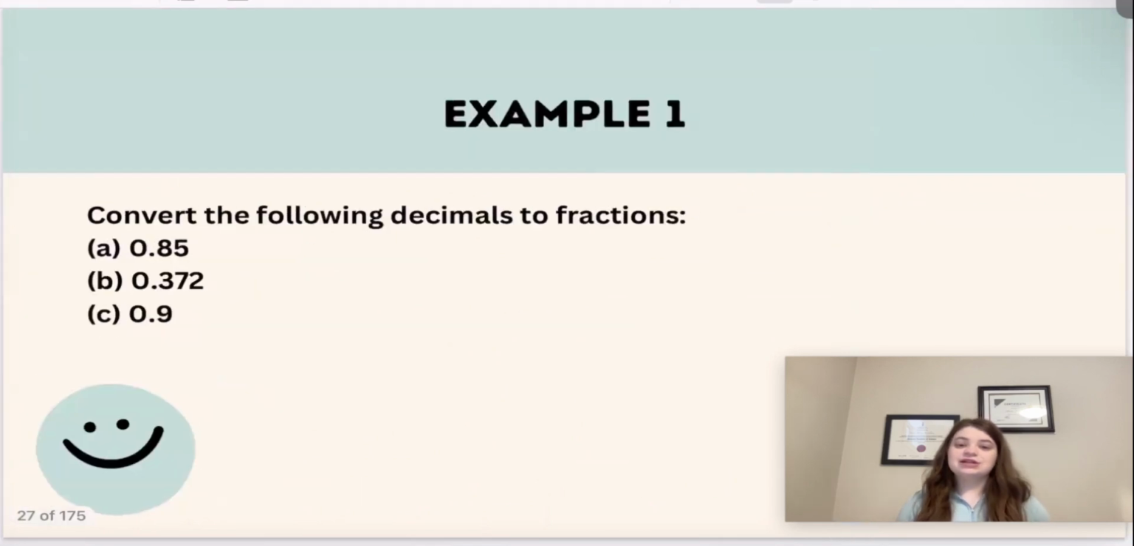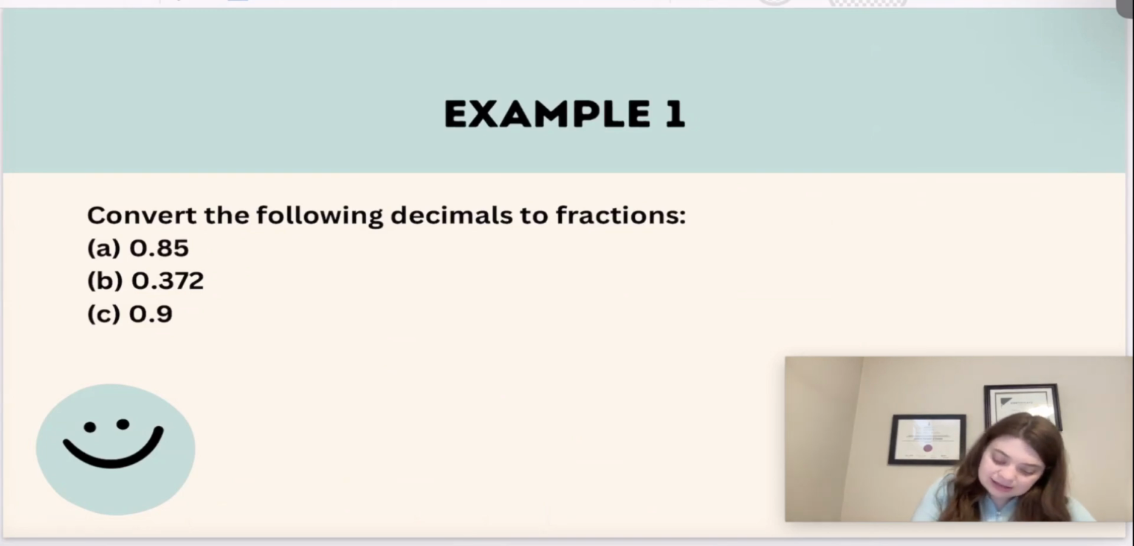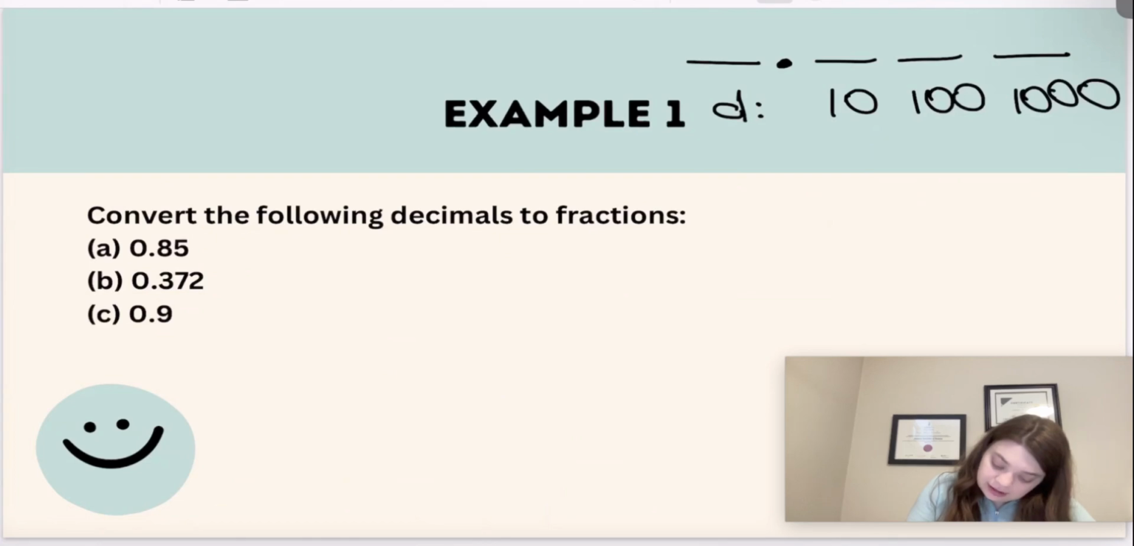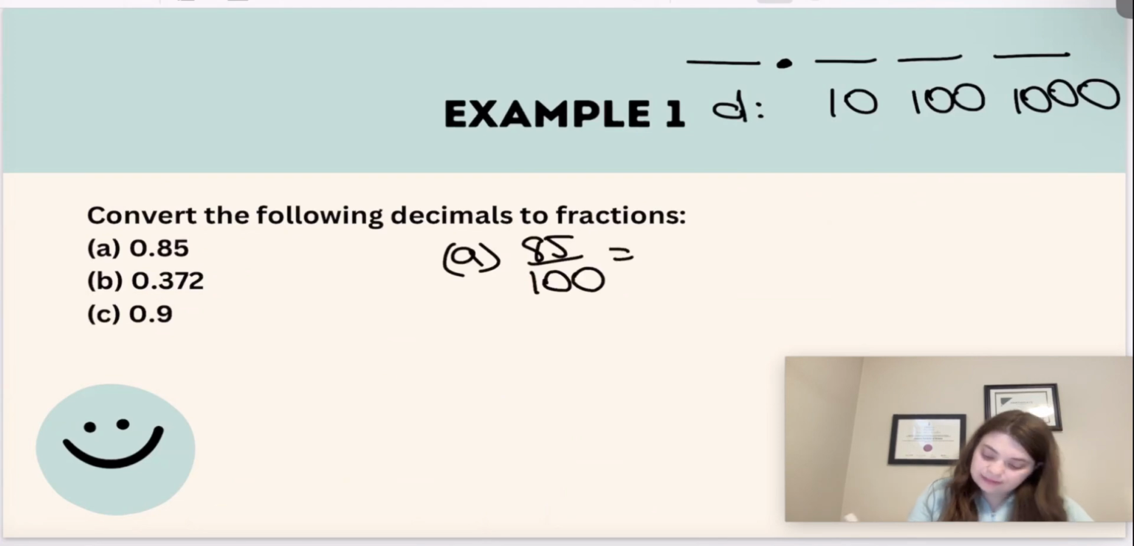So here it asks us to convert the following from decimals into fractions. For this first one, I noticed that the last decimal place is a 5, and the 5 is 2 numbers after the decimal point. That means we use 100 as the denominator, because as a reminder, the first is denominator 10, the second would be denominator 100, and the third denominator would be 1000. So for A, the answer would be 85 over 100.